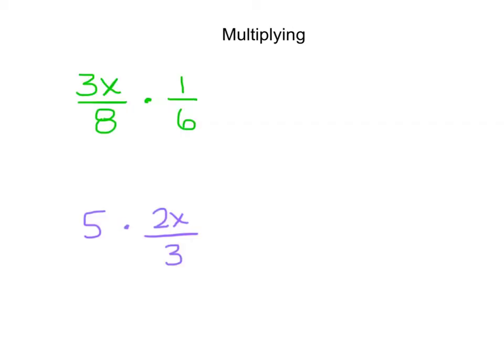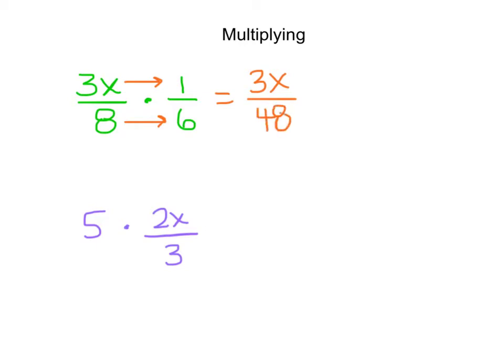Okay, now for some multiplying. Now the good news on multiplying is you don't have to worry about common denominators. All we're going to do is take each fraction and multiply straight across to get our result. So in the numerator I have 3x times 1, which just makes 3x. Denominator, 8 times 6 is 48.